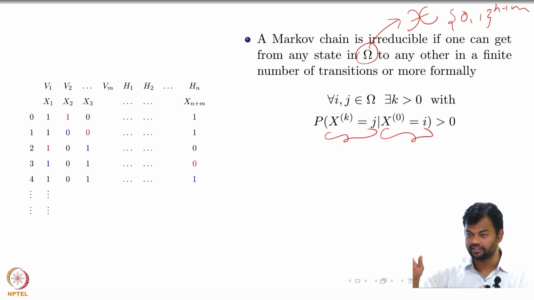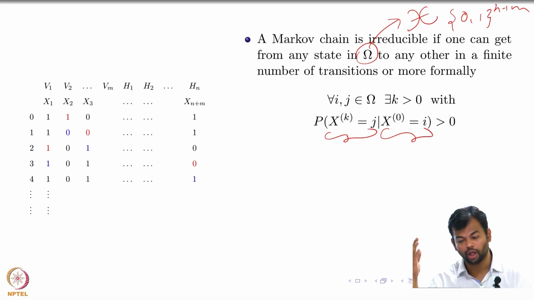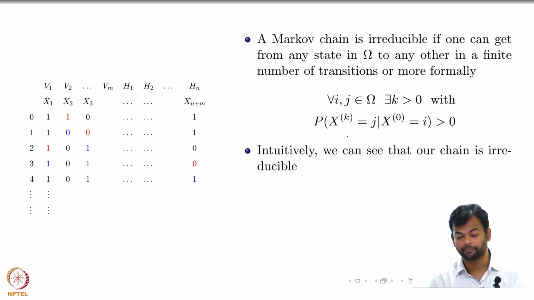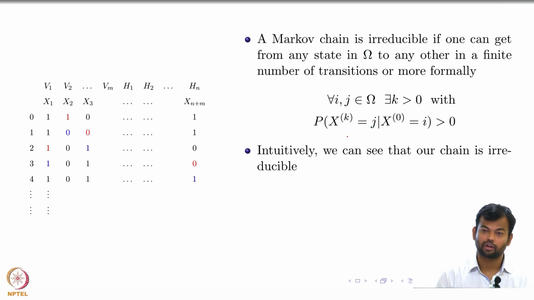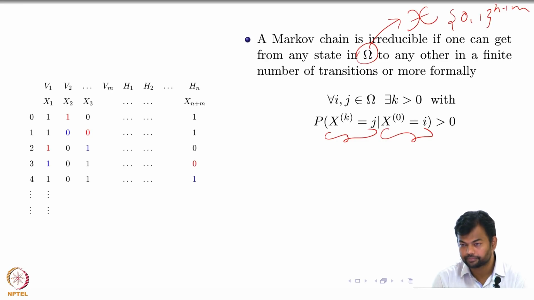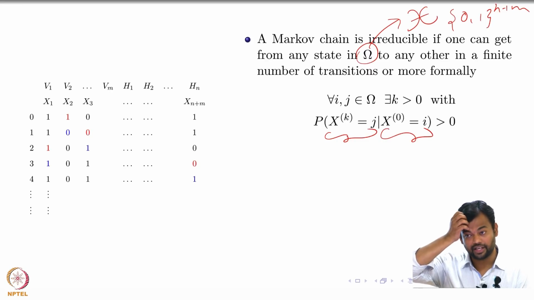Is the definition clear what irreducible means? Please raise your hands if it's clear. So it basically just means that after some k steps at least, there is a finite probability of reaching any state starting from any other state. So this holds for all i, j belonging to omega. So what about our Markov chain? Is it irreducible?